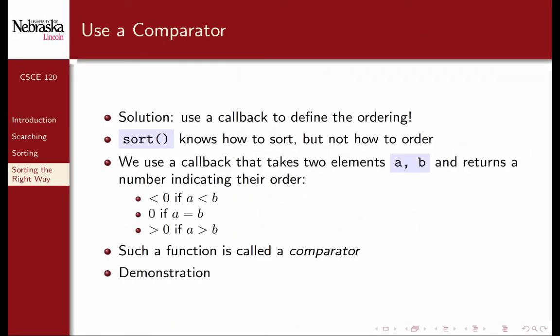The solution is to use a callback to define the ordering. The sort function knows how to sort, but not necessarily how to order. That's why it uses the default of lexicographic ordering. We'll use a callback that takes two elements, A and B, and returns a number indicating their order. It'll return something negative if A comes before B. It'll return 0 if A is equal to B. And it'll return something positive if B comes before A, or A comes after B. A callback function like this is called a comparator. Let's take a look at an example.